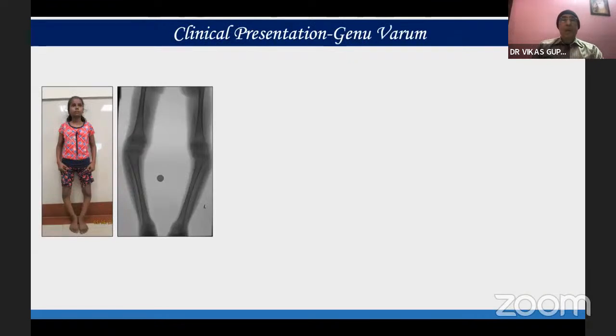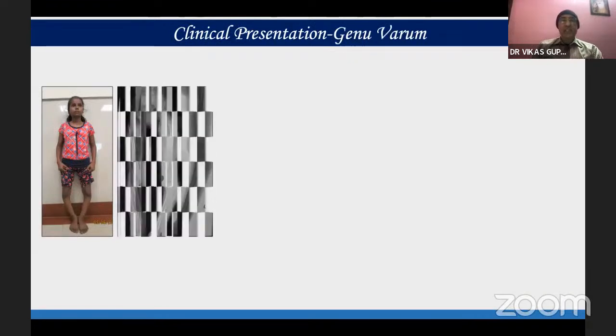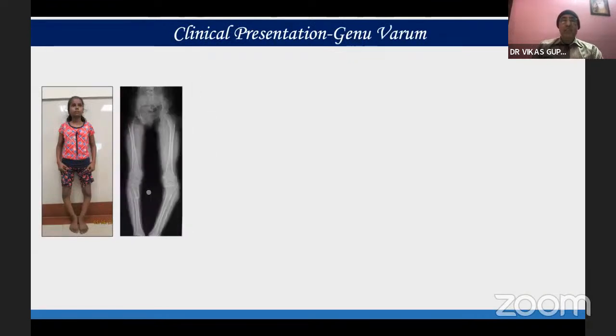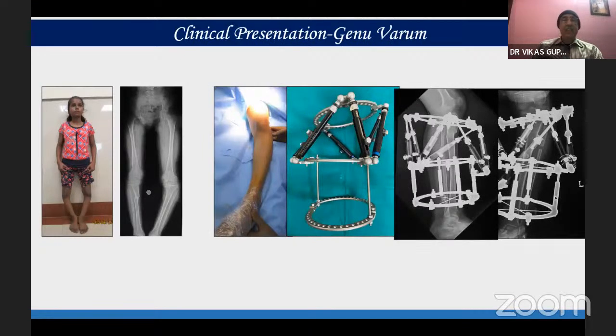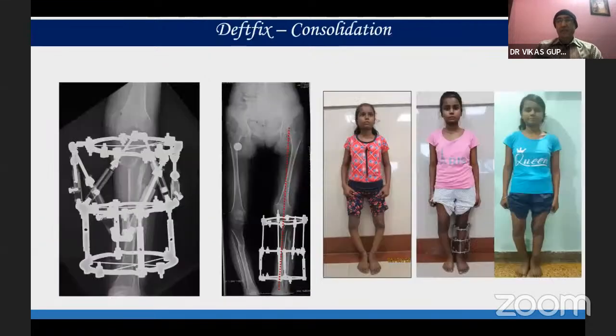That's a case of Blount's actually. An interesting case where the right side was done at some other place with the conventional Ilizarov, with deformity still persisting. So we did the left side. We constructed the frame like this, similar to any Ilizarov frame for bone transport. And the procedure remains the same. And that's her correction on the left side. Right side, still there is a residual deformity.